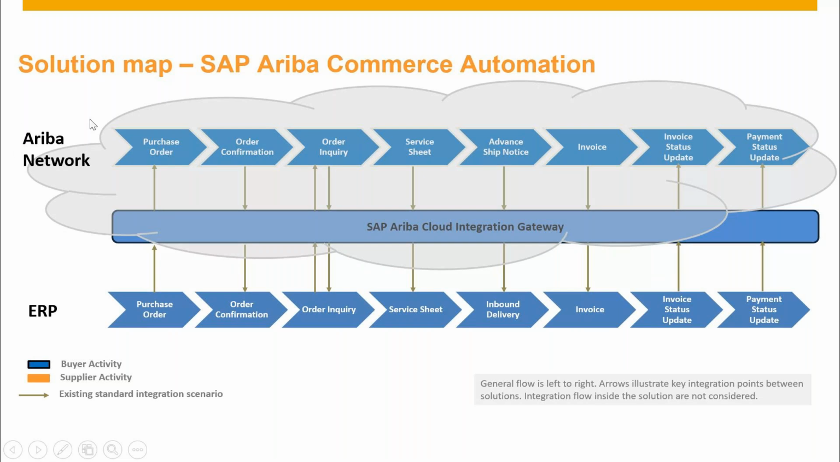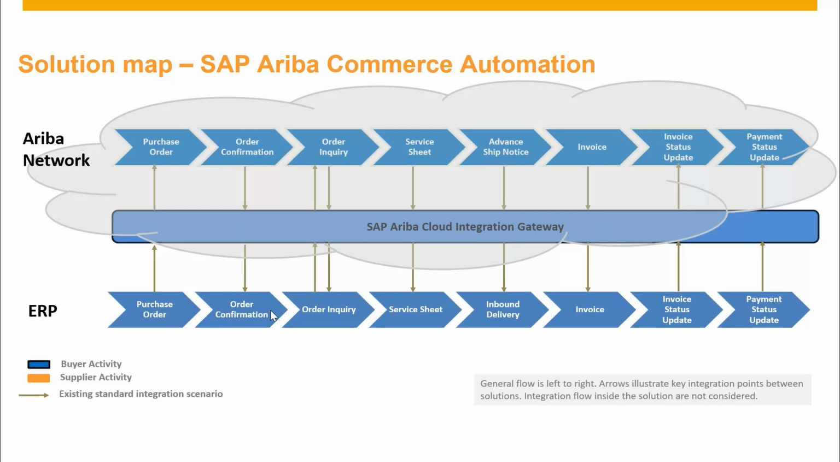So this is Ariba Network. Then the supplier will do the order confirmation and this order confirmation reaches your PO history. So how to configure all these things like order inquiry, service sheet, advance ship notice, invoice related, payment related status. Everything has configuration points. CIG requires some settings. ERP level will require some configurations.